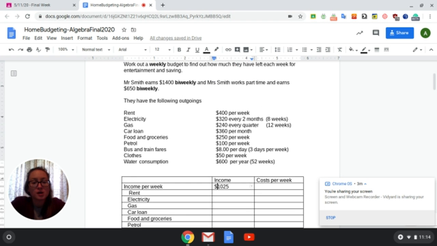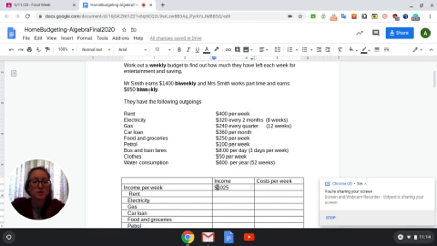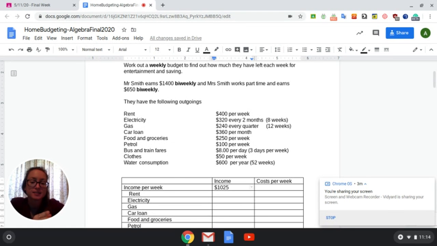Now you could also have added together Mr. and Miss Smith's earnings, $1,400 plus $650. That would be $2,050 every 2 weeks. And then you could have halved that to get the per week. And you would still get $1,025.